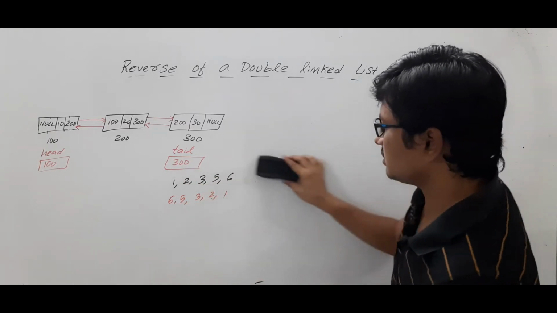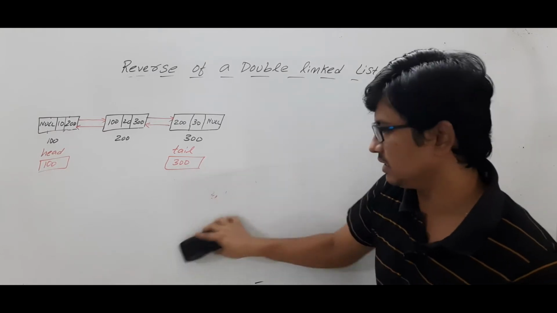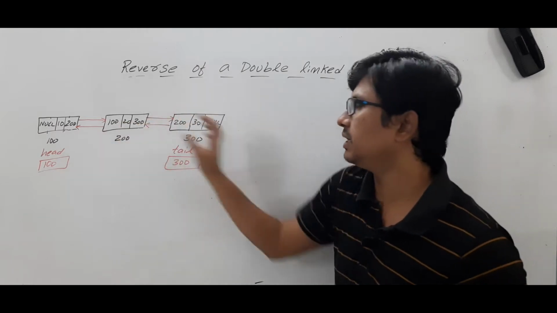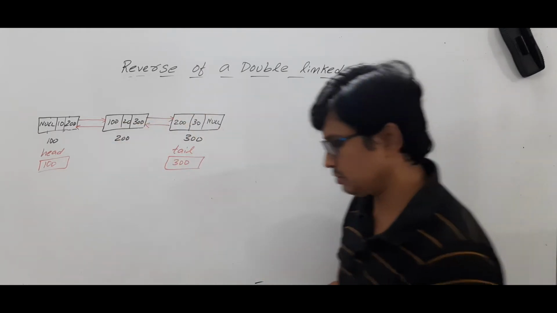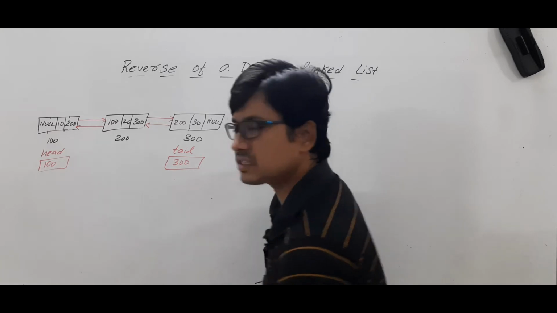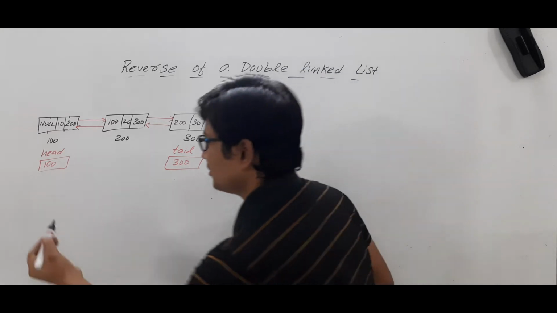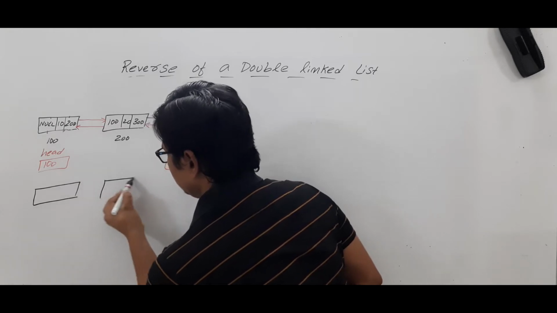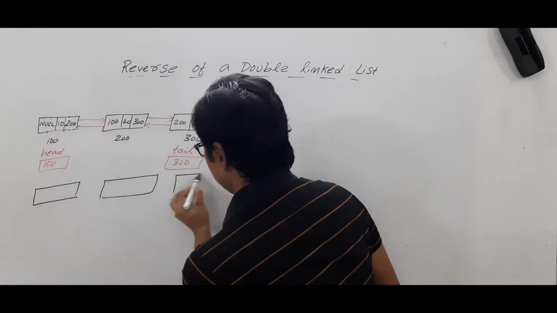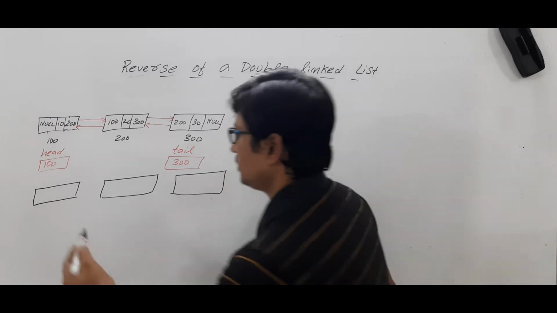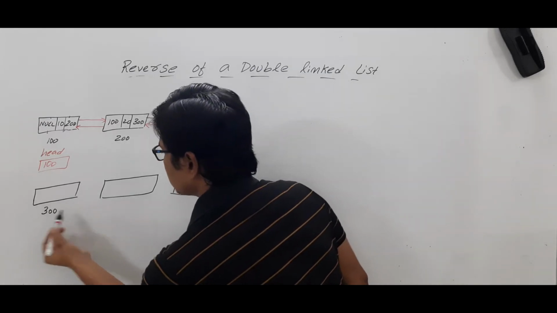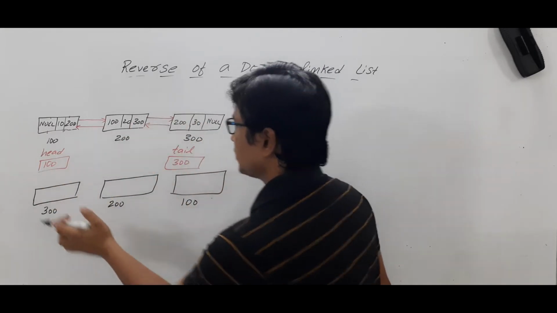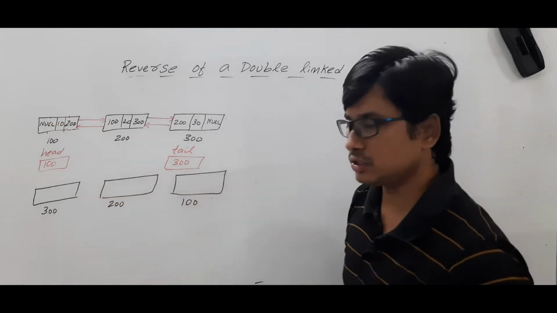Now we will discuss how to reverse the double linked list. Okay. Now look here. This is the last node in the double linked list, so it should become the first node. So let me take the three nodes because after reversing also we will have the same number of nodes. Okay. So we will have three nodes. Is it clear? Which are in the address locations 300, 200 and 100 because this one will become the first node and this one will become the last node.